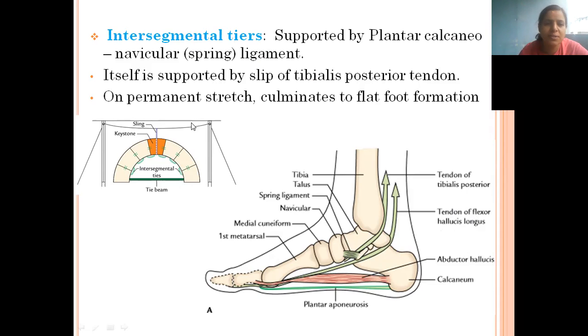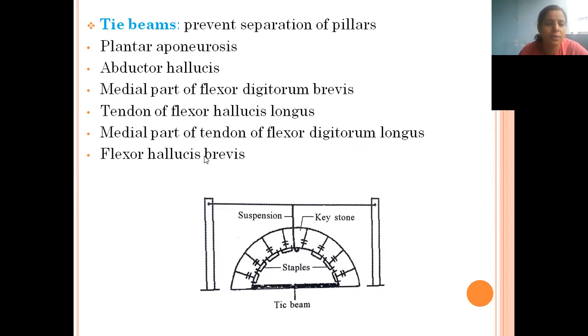Okay, so that is a permanent stretch which is not allowing the sole to directly rest on the ground. Okay, this is actually maintaining the medial arch. This is not letting the foot rest flat on the surface, but it is maintaining the arch. Okay, we have tie beams also.